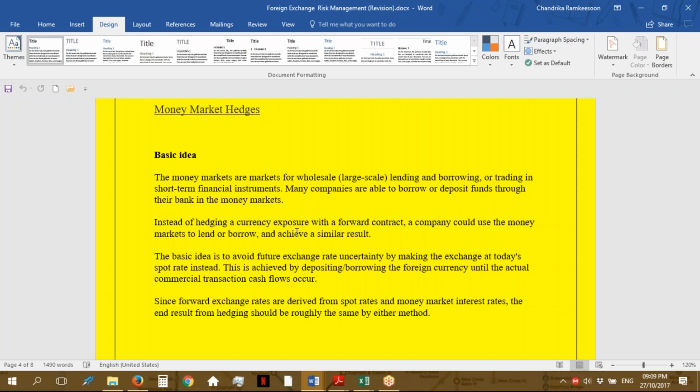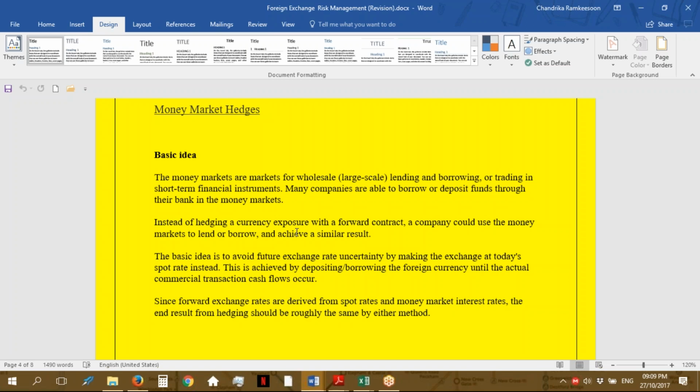Instead of hedging a currency exposure with a forward contract, a company could use the money markets to lend or borrow and achieve a similar result. The basic idea is to avoid future exchange rate uncertainty by making the exchange at today's spot rate instead. This is achieved by depositing or borrowing, depending on whether you are an importer or an exporter, the foreign currency until the actual commercial transaction cash flows occur.